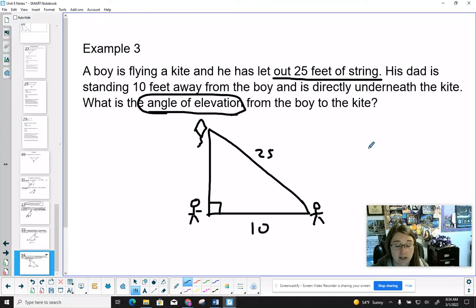It says, what is the angle of elevation? So now our X is going to be an angle. Angle of elevation is looking up, so double check. Where would the angle of elevation have gone? Up here by the kite or down here by the boy? Angle of elevation is standing on the ground looking up, so that's our X.